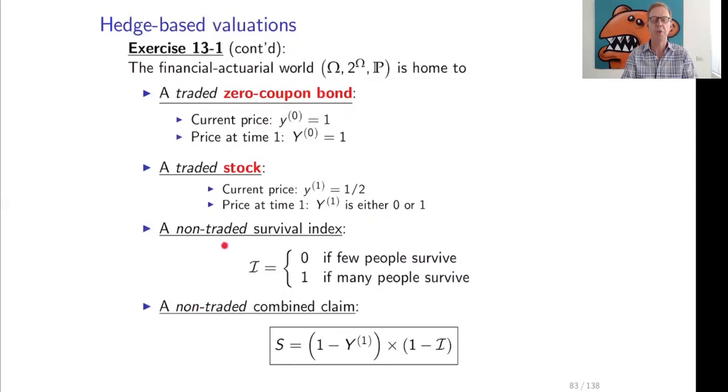First of all, there is a non-traded survival index, I, which can take the value 0 or 1, whether few people survive in a given population or many people survive. And there is also a non-traded combined claim, and this combined claim looks as follows: (1 minus Y1) multiplied by (1 minus I). It is always 0, except if the stock market goes down to 0 and few people survive. So this combined claim, again, is only 1 in case of the joint event of a stock market going down and few people surviving.